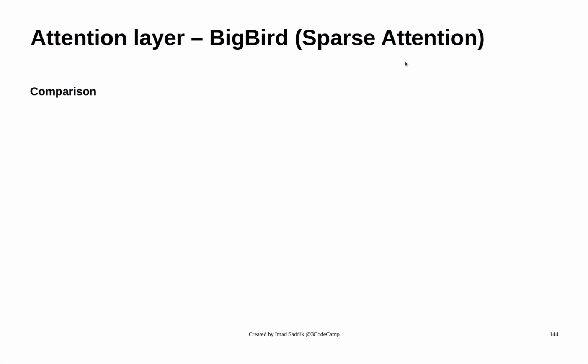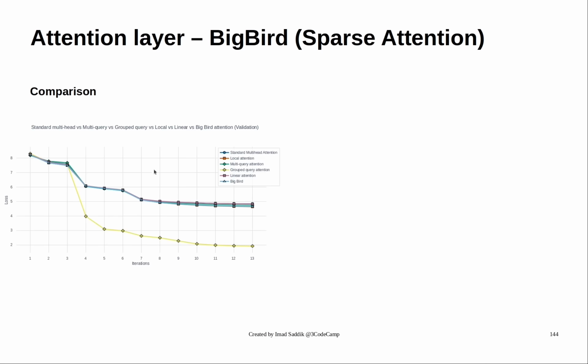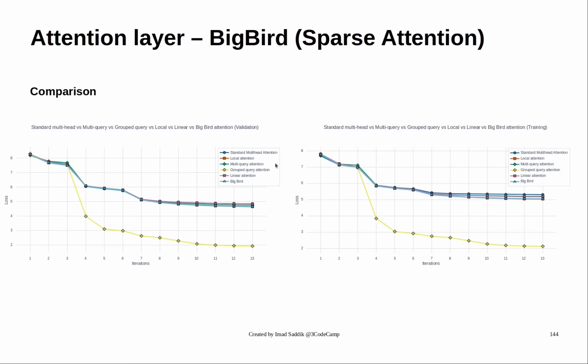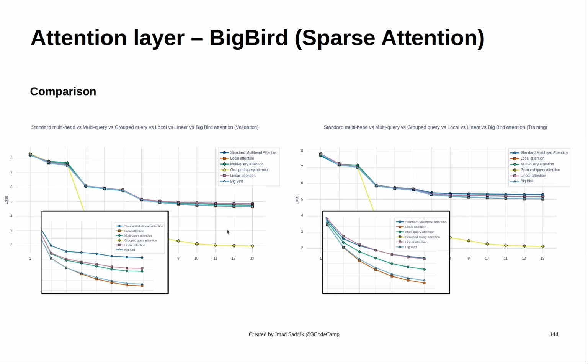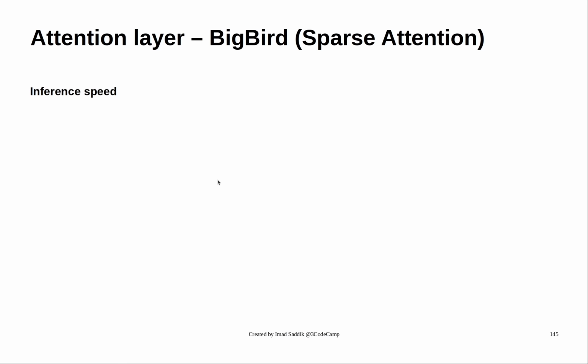Now let's compare sparse attention to the previous methods. Here are the 2 graphs. Again, because the curves are close to each other, I'm going to zoom a little bit. Big Bird is this light blue color. And as you can see, it performed good. The performance of sparse attention is good. So it's close to local attention in both training and validation. Now let's see the inference speed.